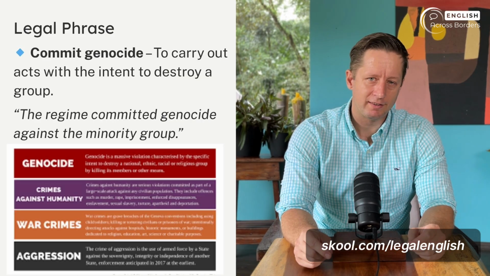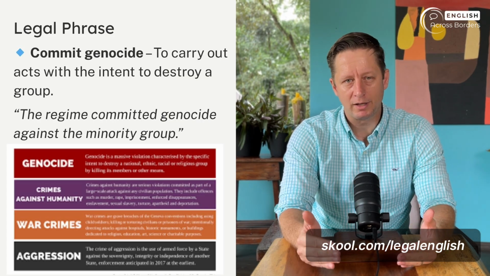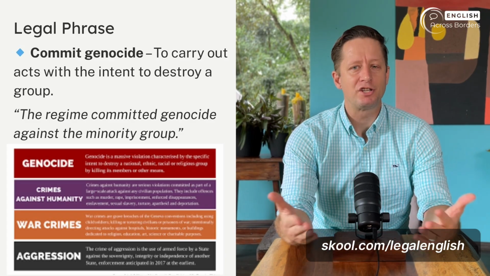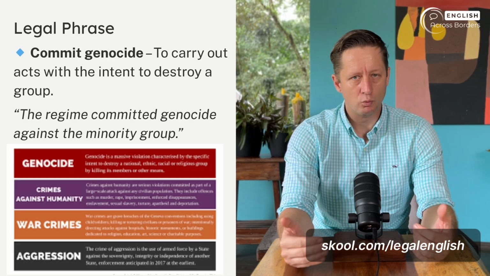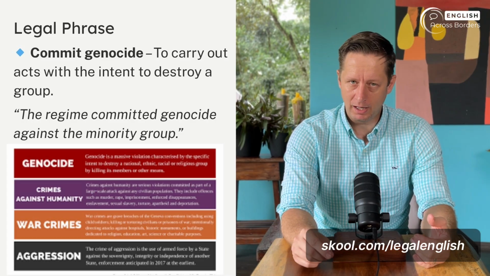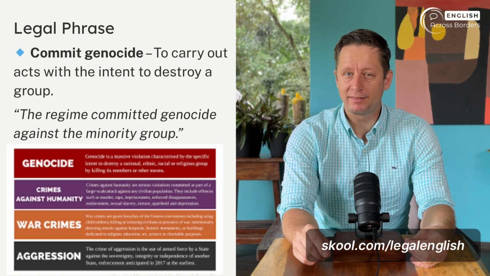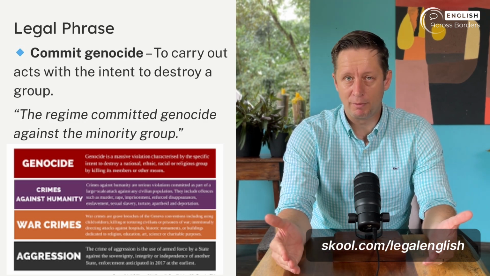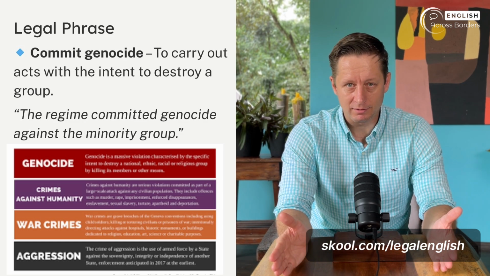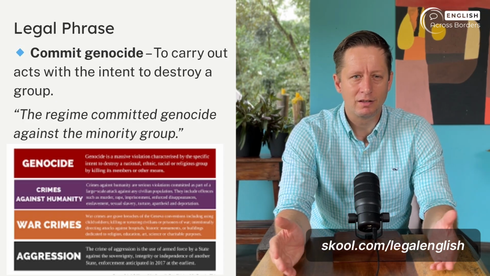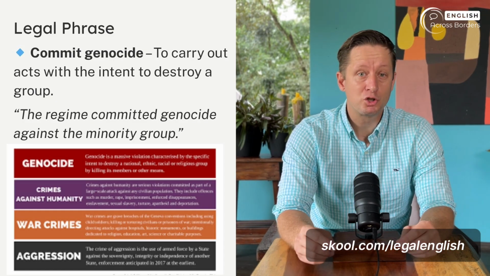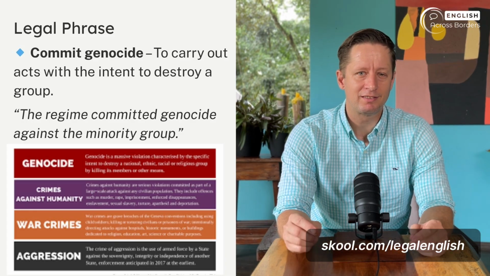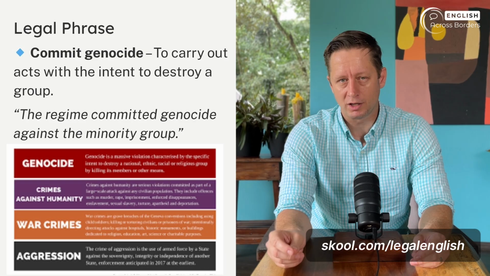To commit genocide means to carry out deliberate acts intended to destroy a group of people because of their nationality, ethnicity, race, or religion. For example, the regime committed genocide against the minority group. Genocide, like we talked about before, can include mass killings, but also other actions, such as preventing births or transferring children away from their families, or creating living conditions designed to cause the group's destruction.